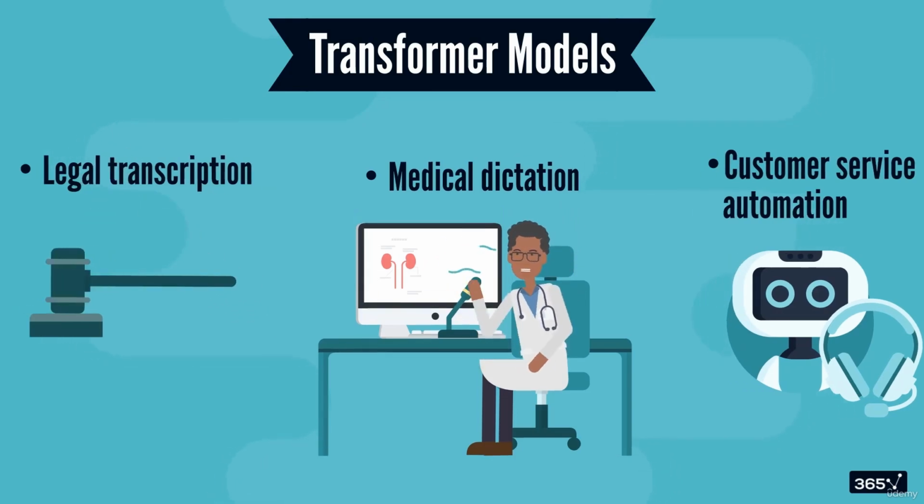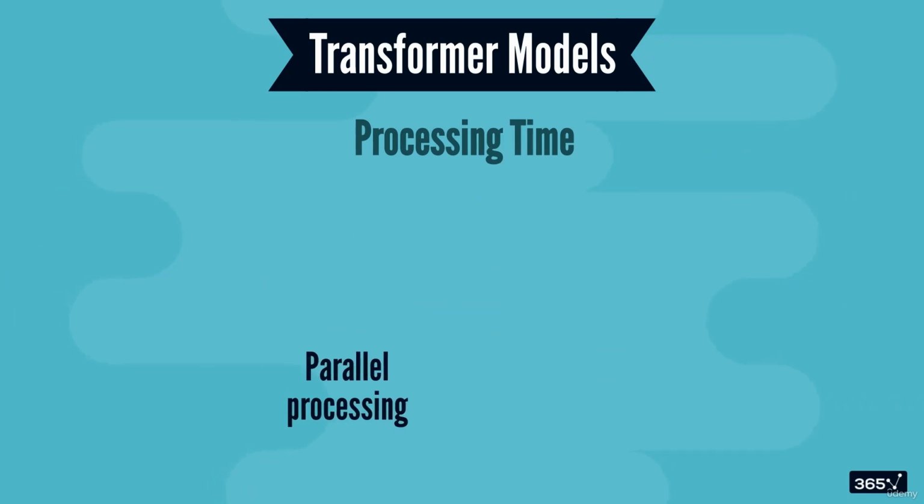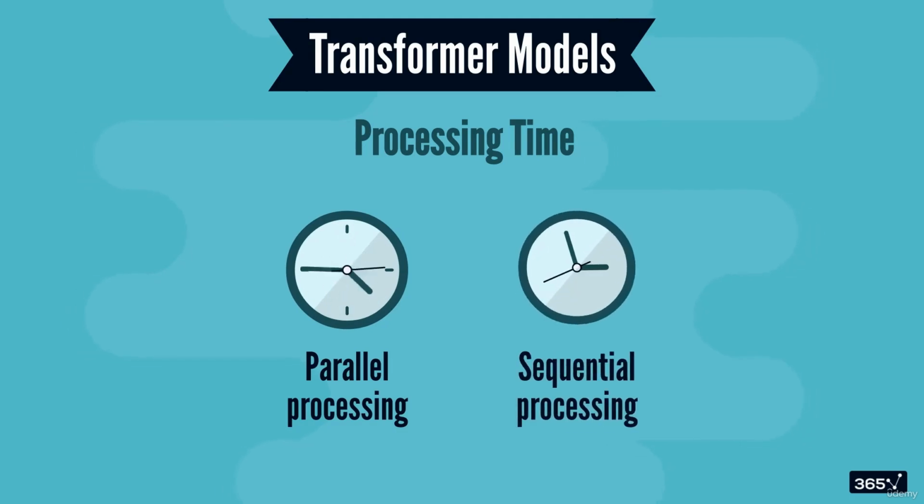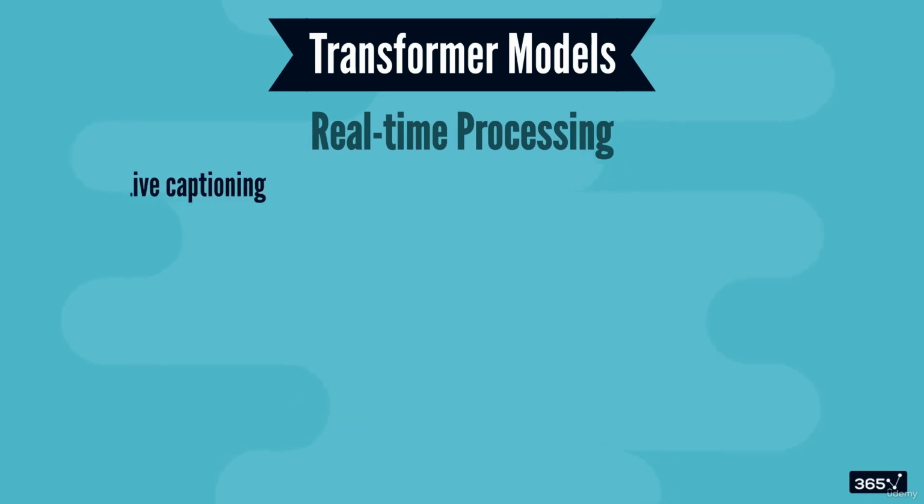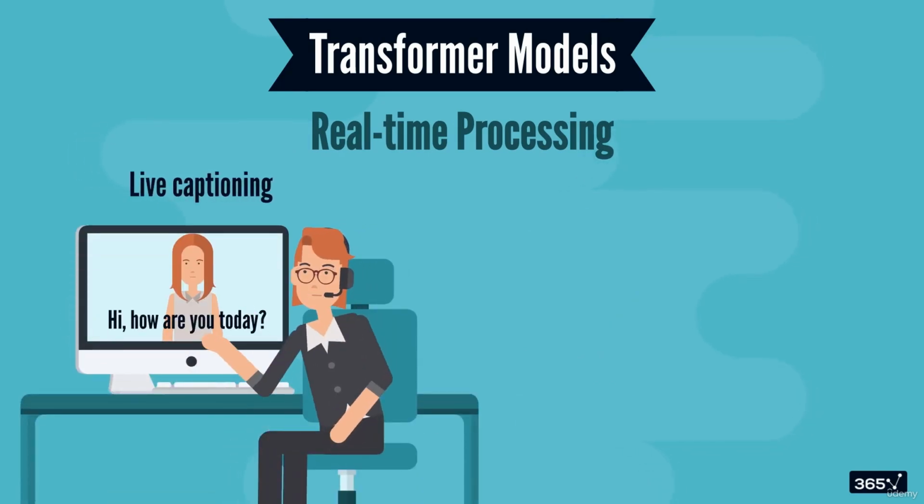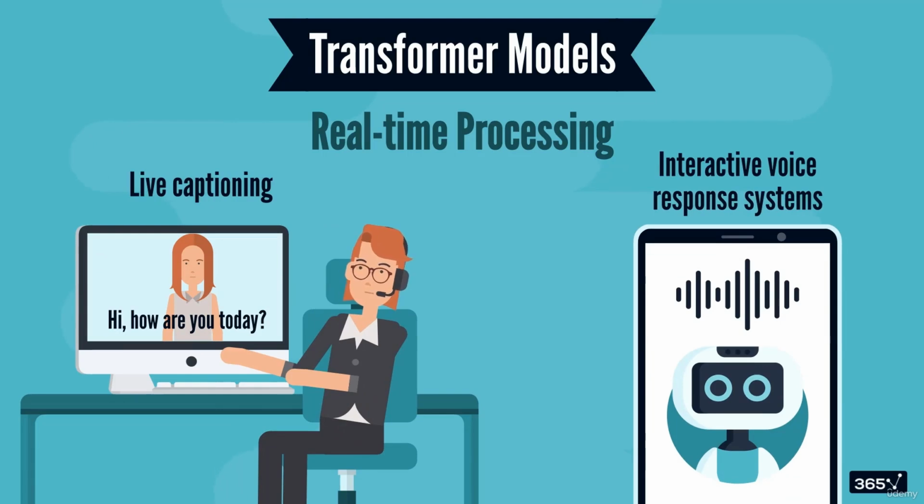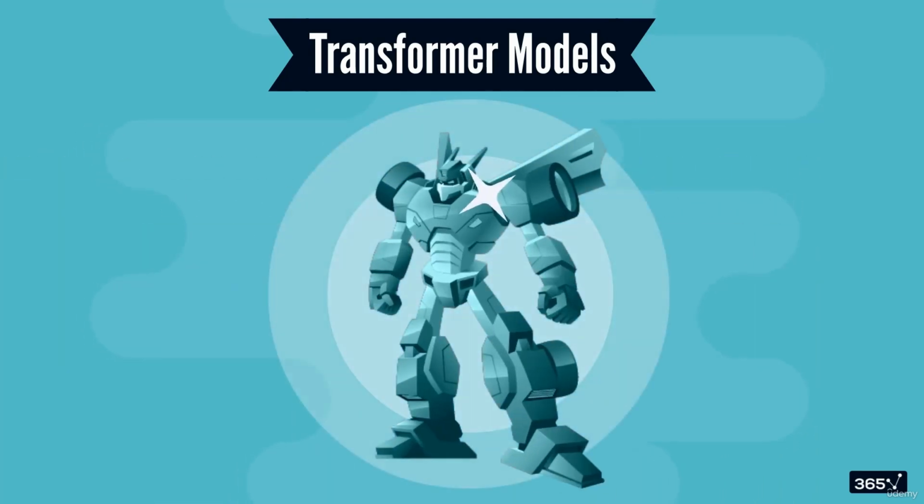Additionally, transformer models offer the advantage of parallel processing. This means they can process input sequences faster than sequential models like RNNs. This efficiency is crucial in scenarios where real-time processing is necessary, such as live captioning or interactive voice response systems. Transformers are undoubtedly a groundbreaking improvement in the field of speech recognition.